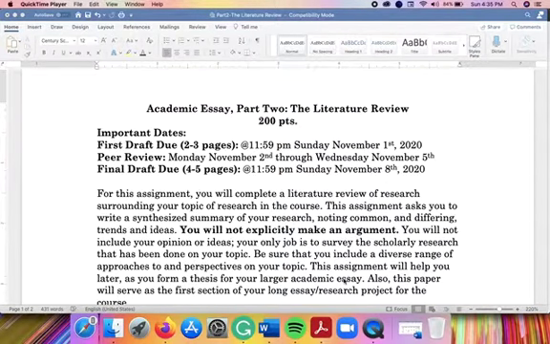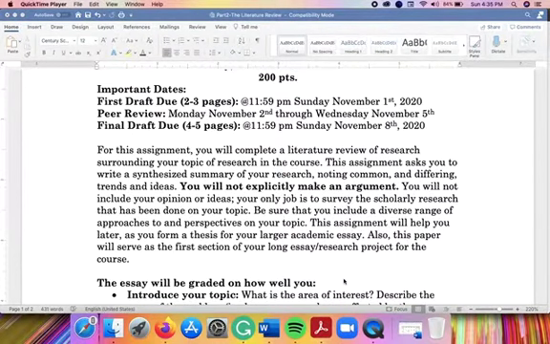So for this assignment, you guys will be completing a literature review of the research surrounding your topic of research in the course. I know that's very confusing, but since you all picked different articles, you will be using those as a springboard and framework for your research question, and we'll get into that when going over the discussion board here in a bit. But your assignment will ask you to write a synthesized summary of your research.